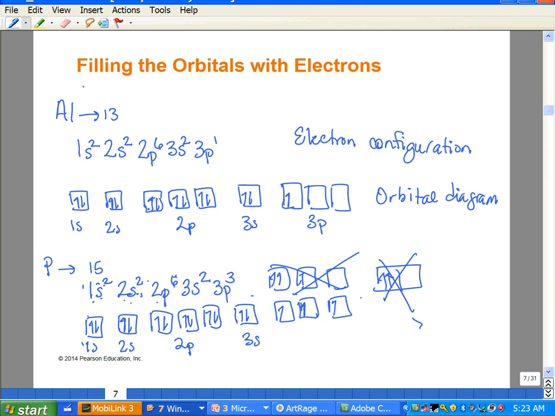Oh, 14, sorry. The f orbital has 7 suborbitals, and each one can be occupied by 2 electrons, so it can fill up to 14. The f orbital. d is 10, f is 14.